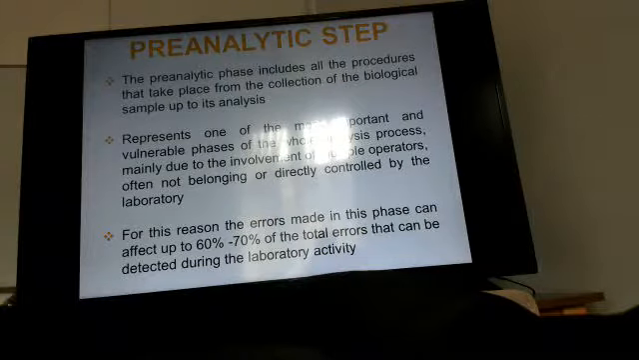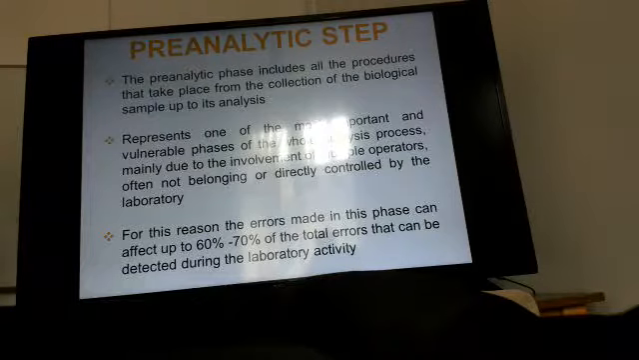And also, while I'm stressing this very easy stage, it's important that you know that up to 70% of laboratory mistakes are due to mistakes in the pre-analytic phase.